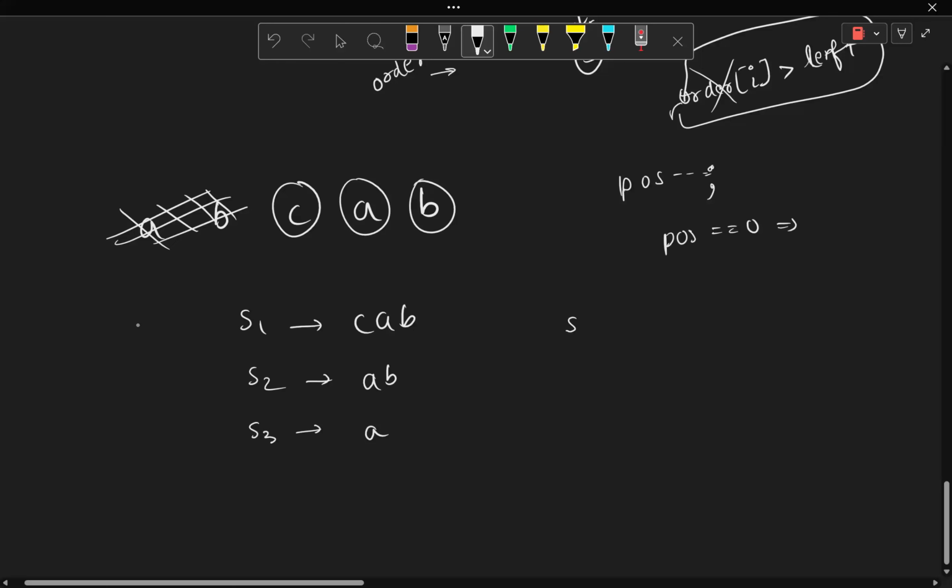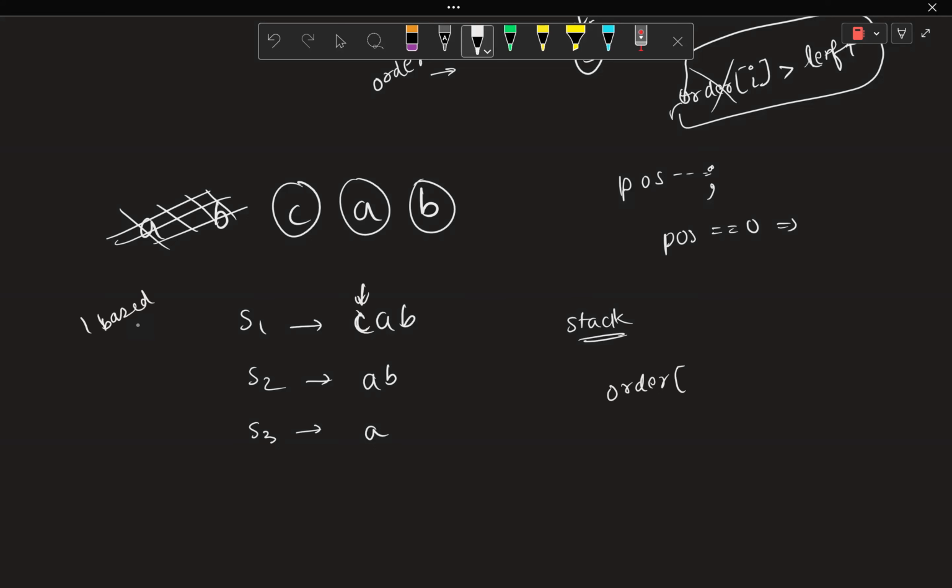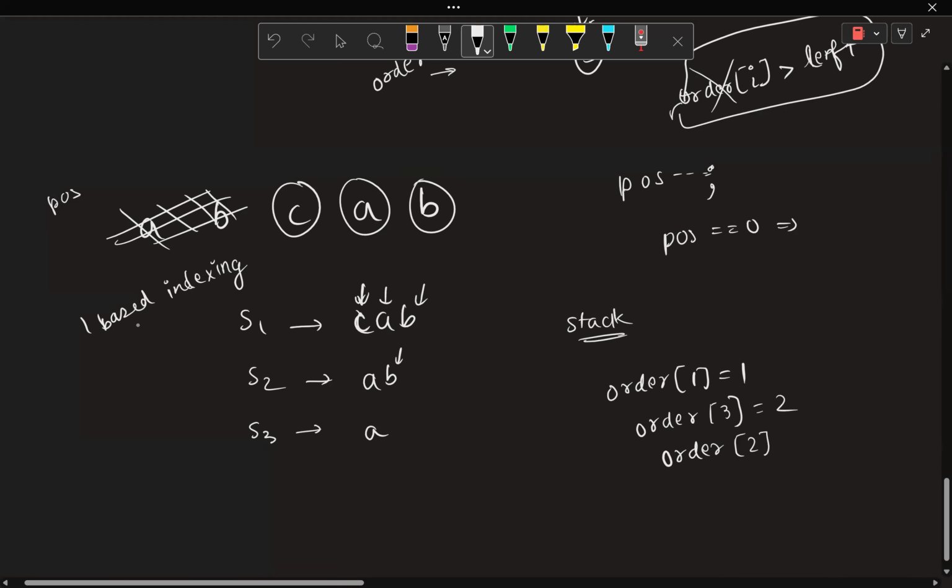So what I'm doing is, with the help of a stack, I'm just finding the character which would be removed first. So I found that C would be removed first. I created an array. For now, let's take one-based indexing, because we have taken pos as one-based. So you will say that order of 1 is 1. C is being removed first. Then you see that this B is going to be removed later on. So order of 3, the index 3, is 2. Then this element would be removed, so order of 2 is 3.